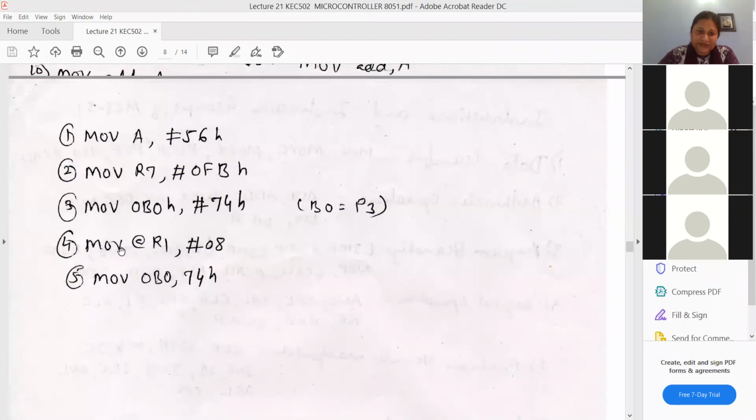And this at sign is there, so it can be R0 or R1. So suppose R1 is containing 80 hex, then this 08 immediate data will go into 80 hex memory location. It will not go to R1. It will go to 80.